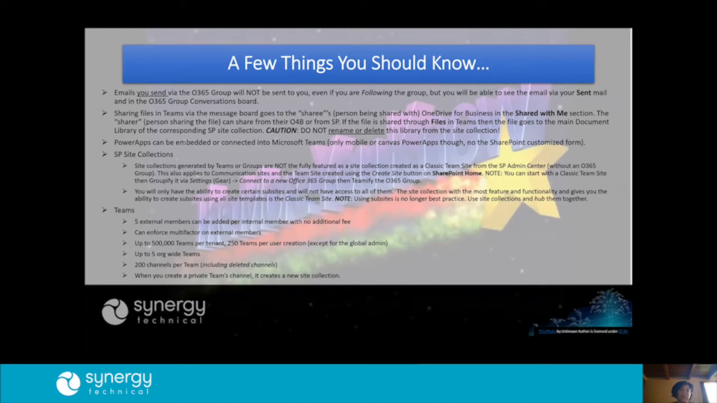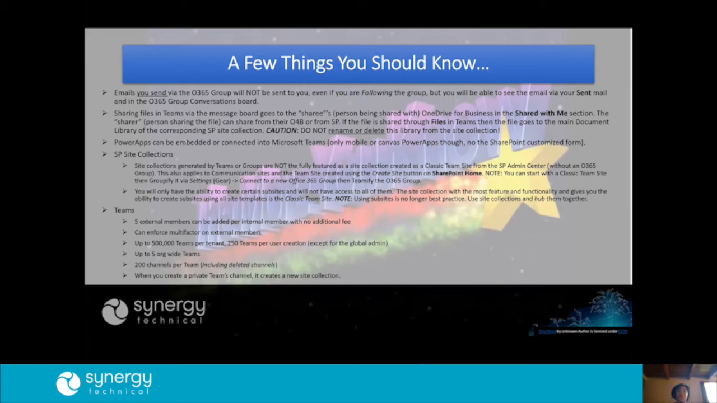You can have up to 500,000 teams per tenant, 250 teams per user. They can be created, except for the global admin who can add all 500,000. Why you would need 500,000 teams? Well, projects kind of add up kind of quickly, don't they? At some point, you might get to that 500,000 point. Right now, that's a pretty high number to meet, but you may get there one day. But by that time, we would have given you way more teams that you can create.